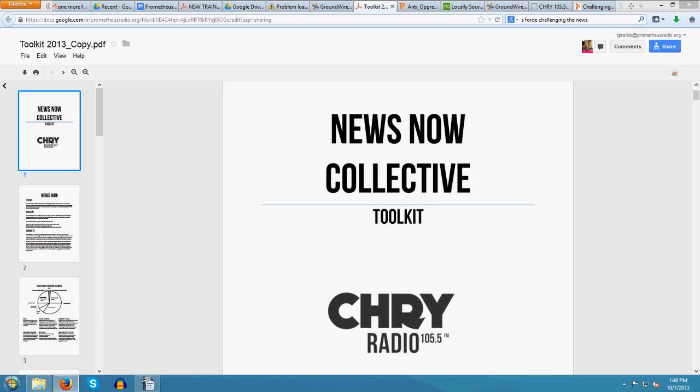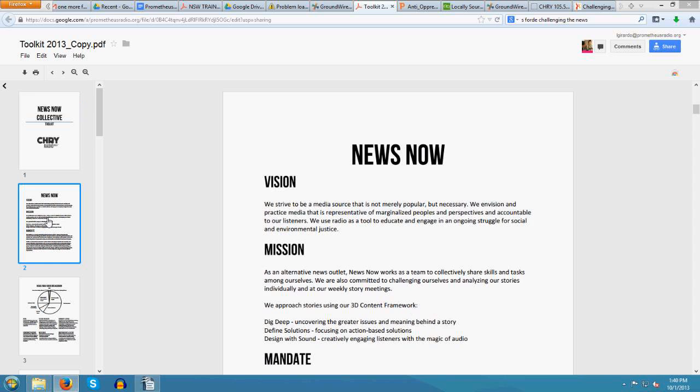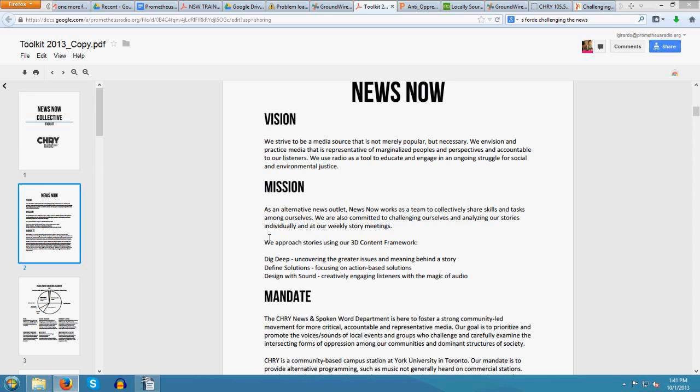Our toolkit includes stuff like, you can go to the link, hopefully, and if not, we'll send you the link to look at the document. We have, for example, our vision that just explains what your station or your program is striving towards, kind of like your dream world and how radio fits into that. Your mission would be sort of the day-to-day, what you're going to be doing. So for us, ours is as an alternative news outlet.